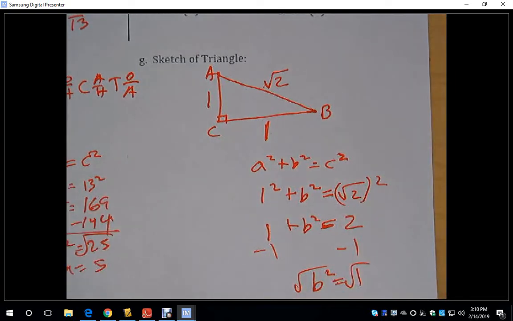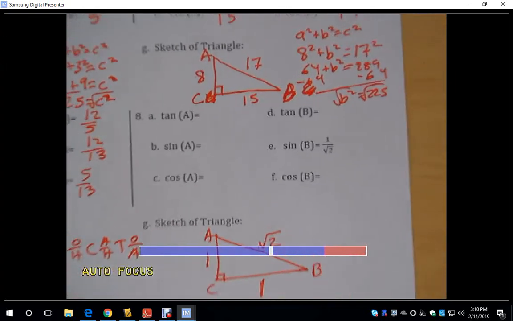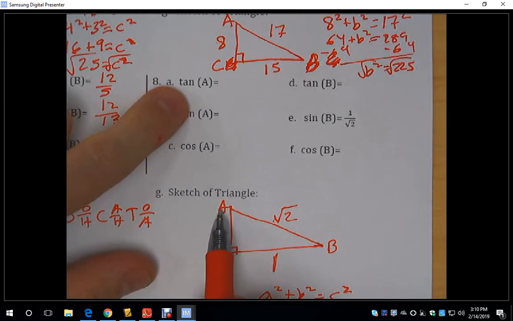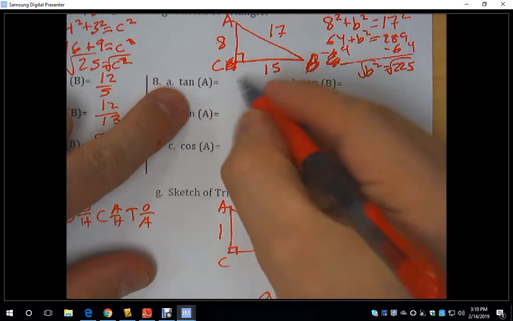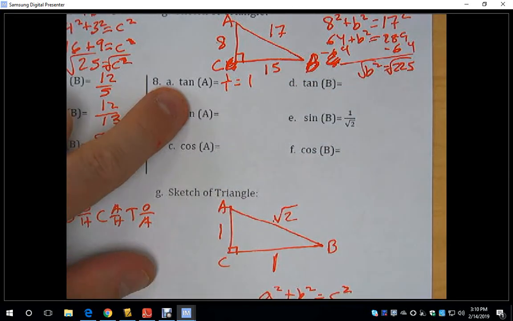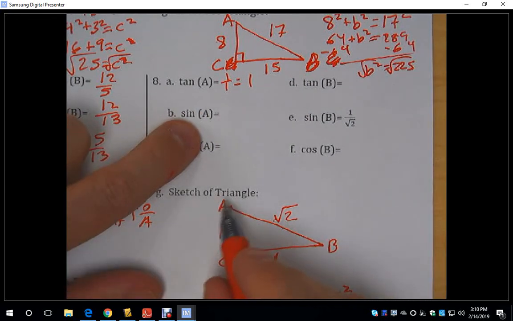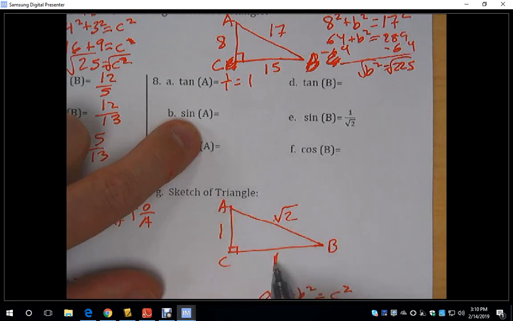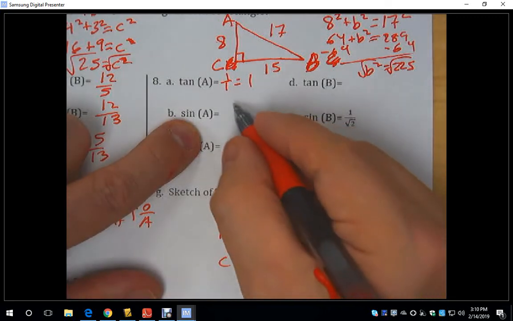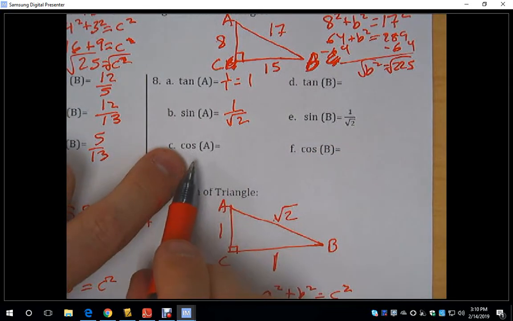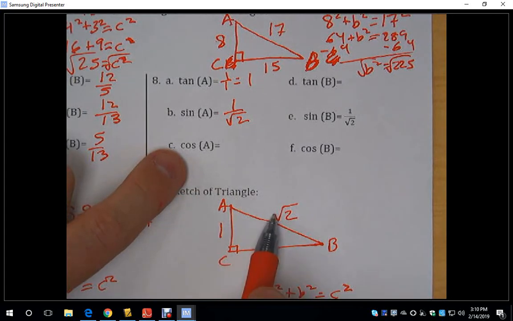So if I want to find my trig ratios then, from the perspective of angle A, tangent is opposite over adjacent, that's going to give me 1 over 1, which is just 1. Sine of angle A, from the perspective of angle A, is opposite over hypotenuse, so that's 1 over the square root of 2. Cosine of angle A is adjacent over hypotenuse, which is 1 over the square root of 2.